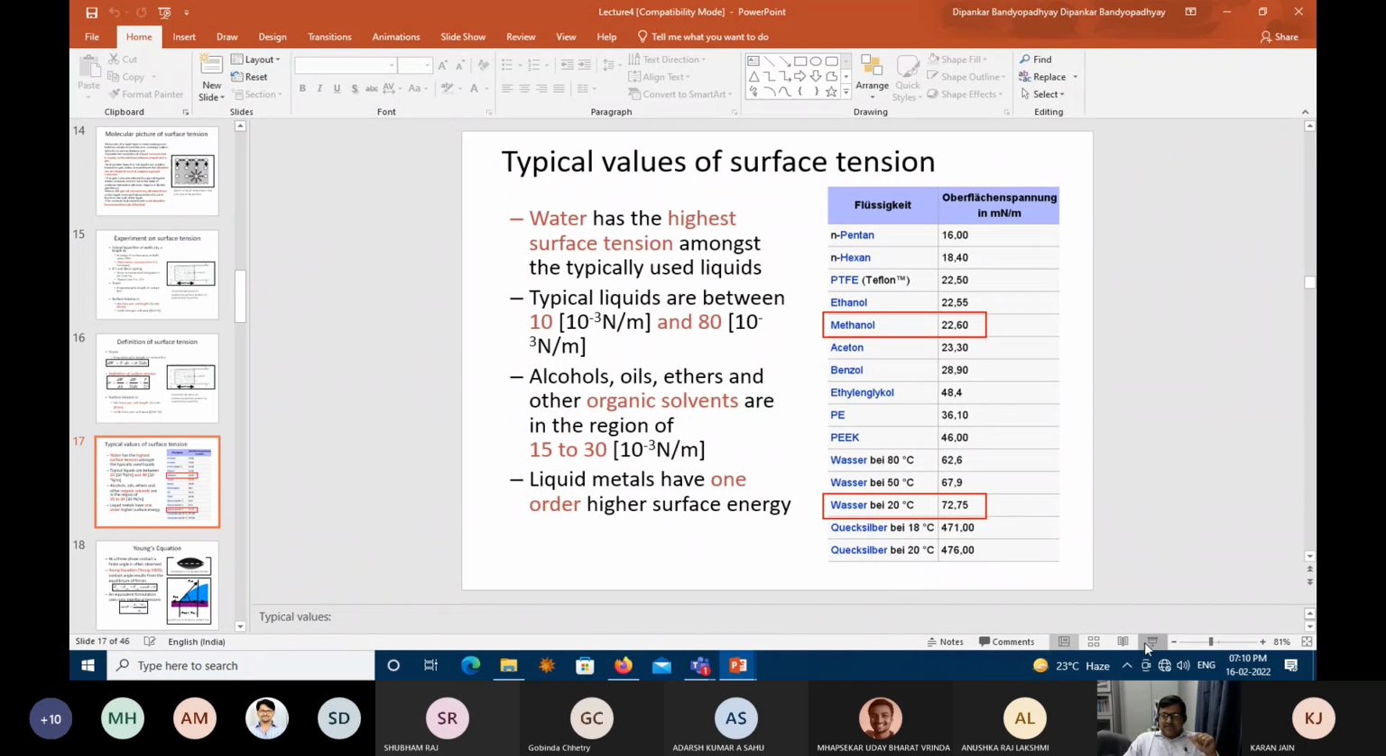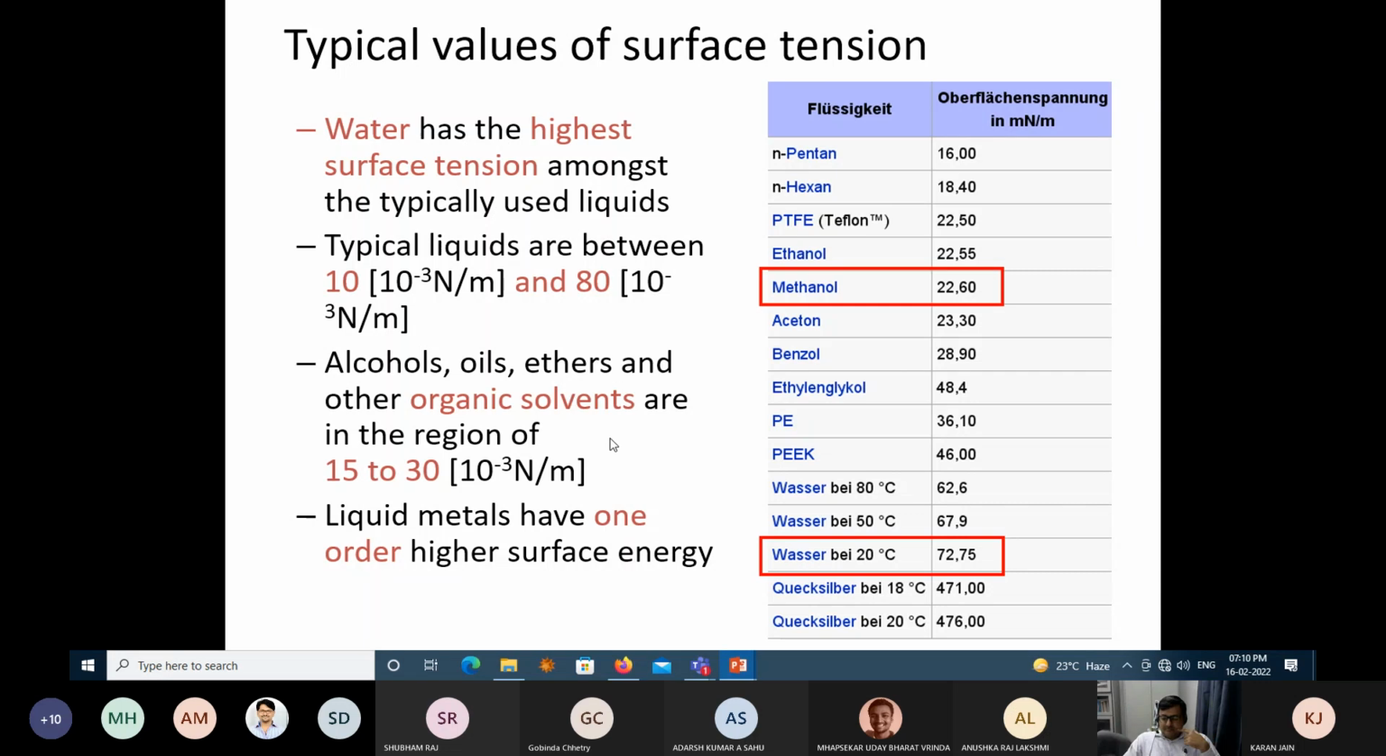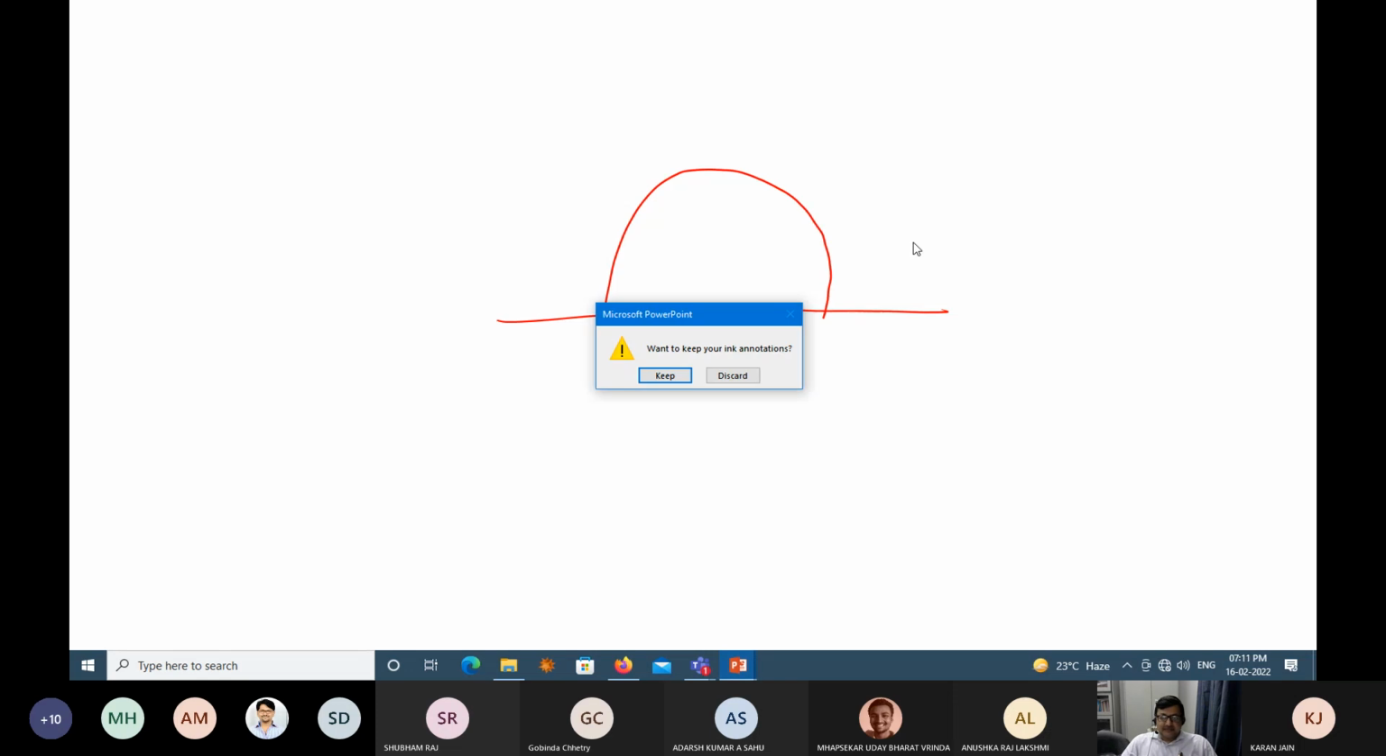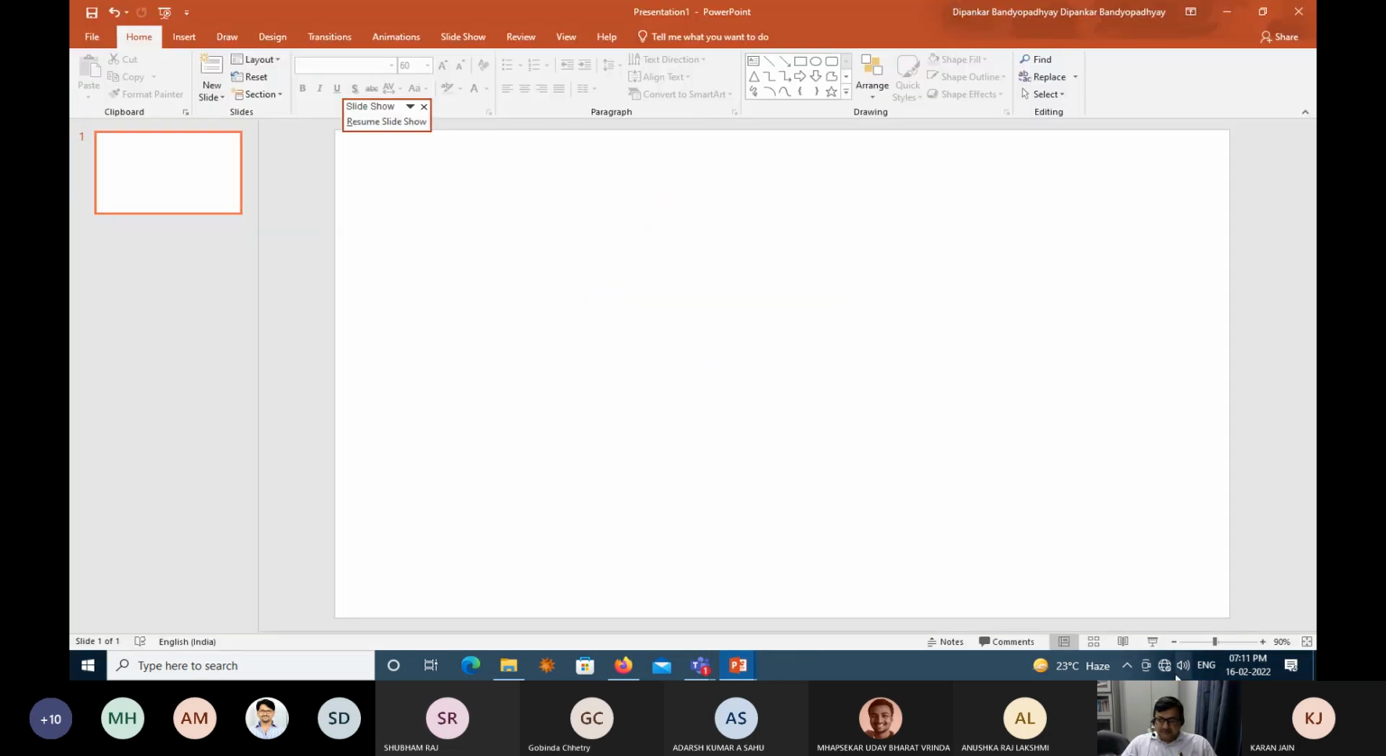The most standard way of measurement of surface tension is called the contact angle measurement. How do you perform the experiment? Let's say you have a surface, and on the surface you have put a drop which is forming a lens like this. Now, when the lens is formed on the surface, let me draw it a little better.